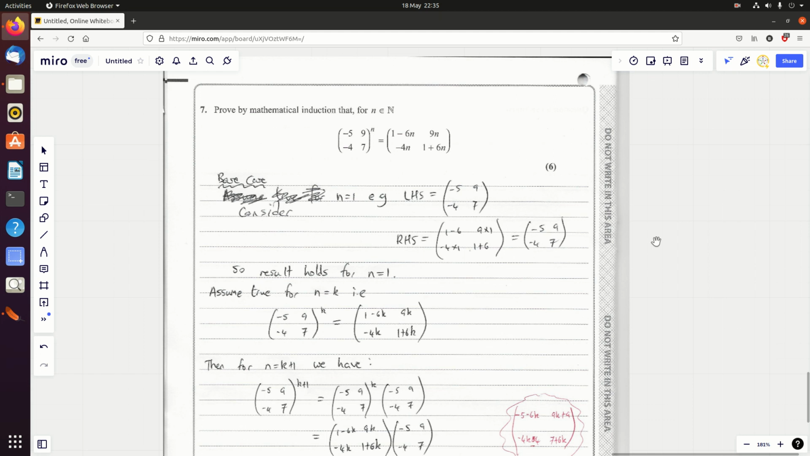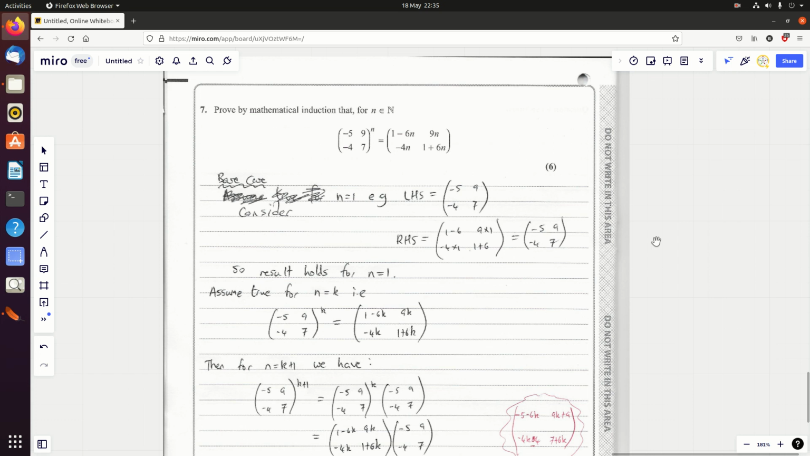The matrix ones aren't that bad. So base case n equals 1. Make it clear that you've expressed that the left hand side is the same as the right hand side. Actually show n being plugged in as 1. And so the result holds for n equals 1. Assume true for n equals k.